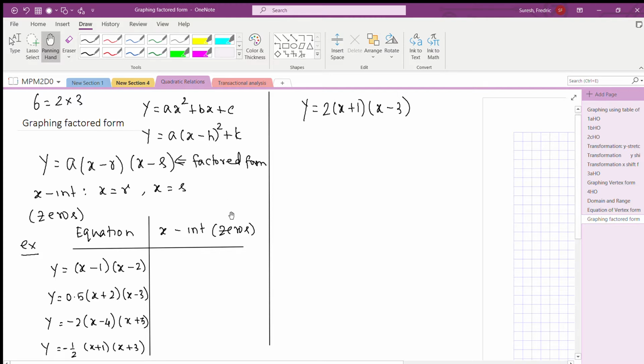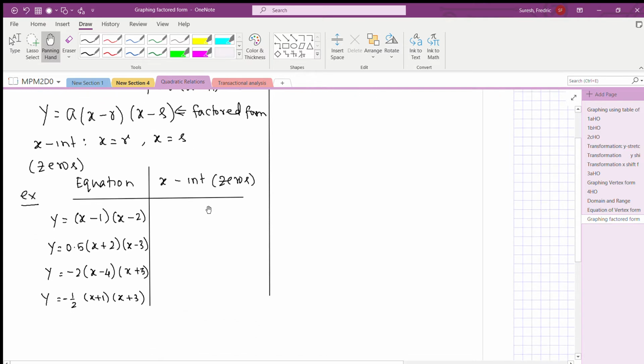The biggest piece of information that you get from the equation straight off are the x-intercepts, also known as zeros. So from the first bracket, x minus r will produce x equals r as your x-intercept, and x minus s will produce an x-intercept of x equal to s. r and s are numbers.